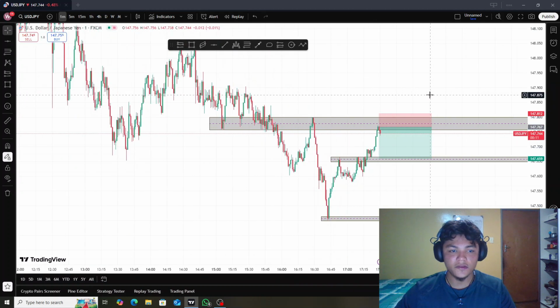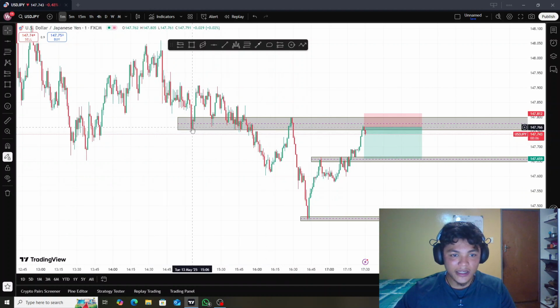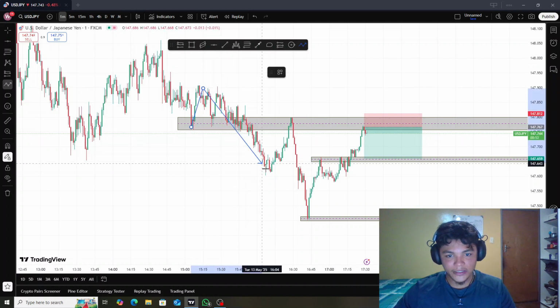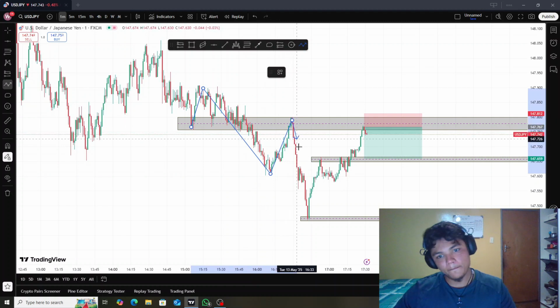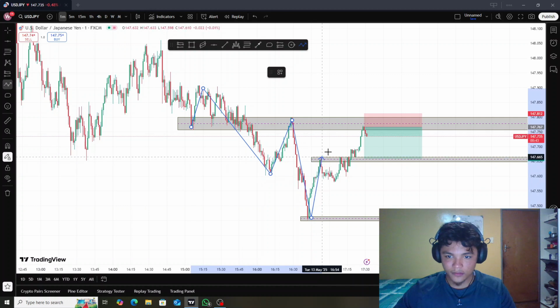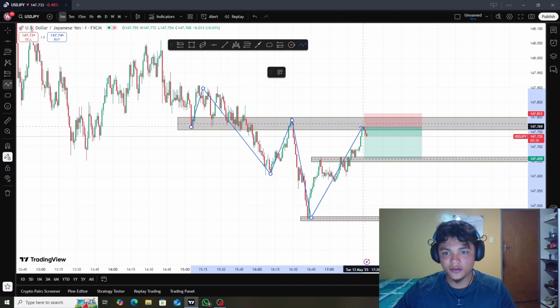Only support and resistance. You ignore the noise over here. You can see the market clearly went up from this area, pushed up, then got pushed all the way down again, retested, pushed down, came back. Okay, let's ignore these minor structures.